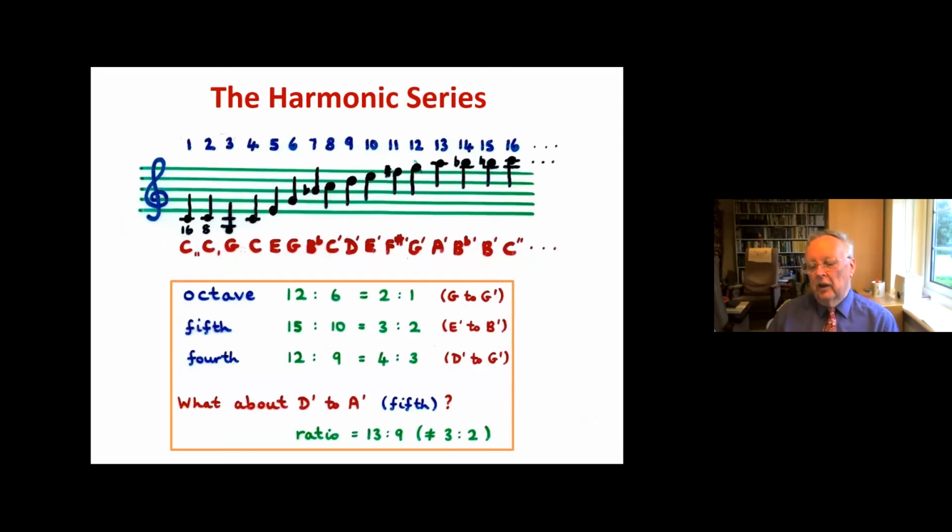However, the numberings again cause us trouble. Let's try to spot some intervals from their position in the harmonic series. We'll start with 12 to 6, corresponding to the notes upper G and lower G. Here the ratio of 12 to 6 is the same as 2 to 1, and we indeed get the octave.